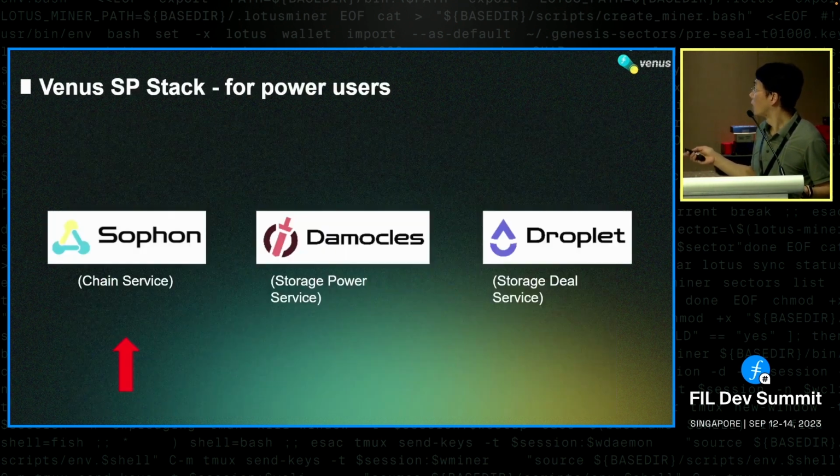Firstly, Sofen. Here we actually have many components. We just group them into 3 parts, and we name them using names from Three-Body. Perhaps all of you know that sci-fi fiction, right? Sofen, firstly, is about the chain service.